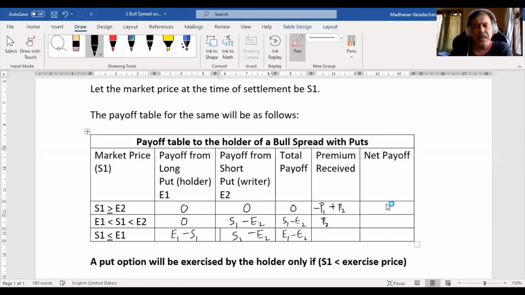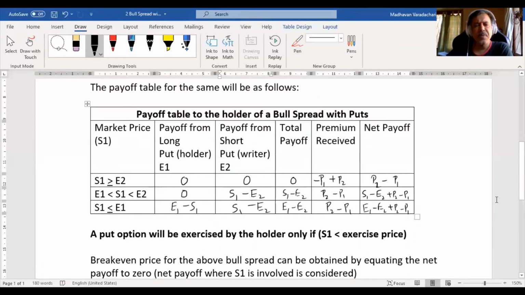So all this will be the same. Here the net payoff will be P2 minus P1, I mean, after adding the premium, P2 minus P1. Here it is S1 minus E2 plus P2 minus P1. Here it is E1 minus E2 plus P2 minus P1.